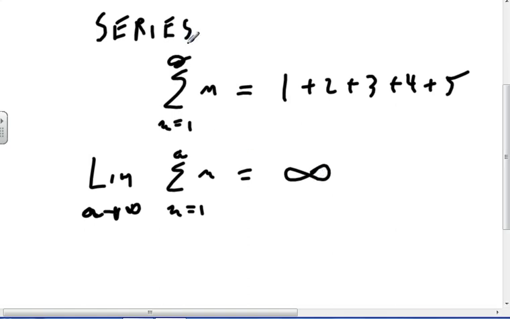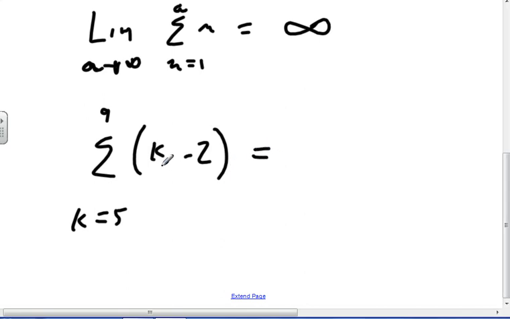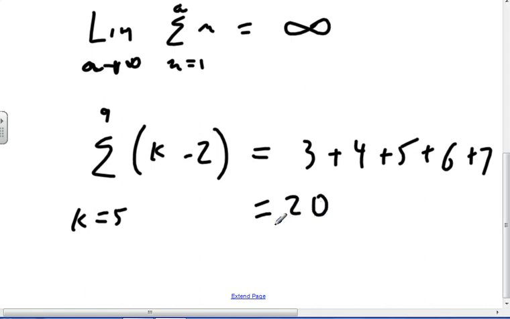So if I look at another series, the summation k equals 5 to 9 of k minus 2, well, that'd be a 3 and a 4 and a 5 and a 6 and a 7. That's 5, 6, 7, 8, 9. And that would converge. So 10, 20. So that'd be a 20.